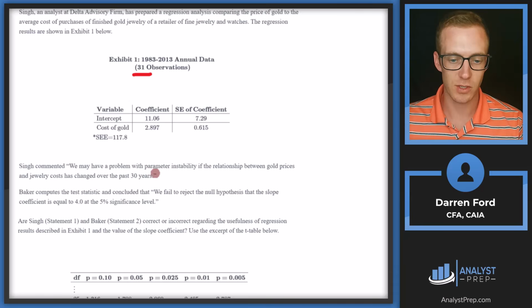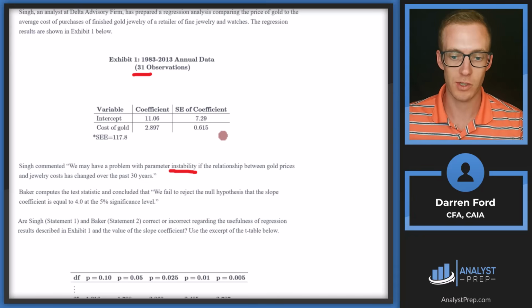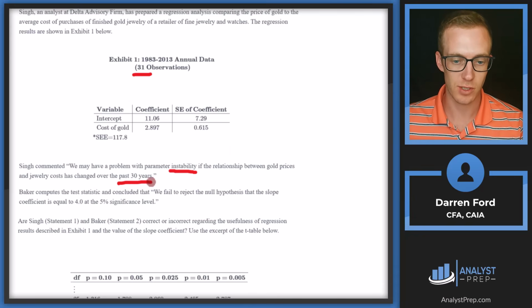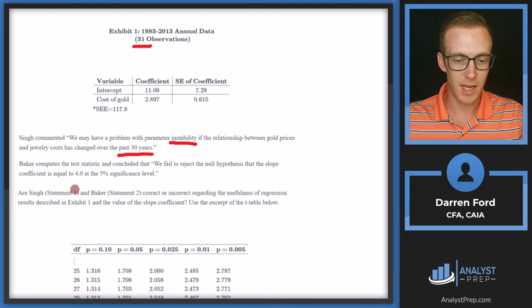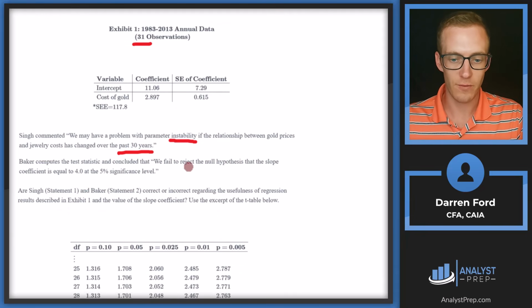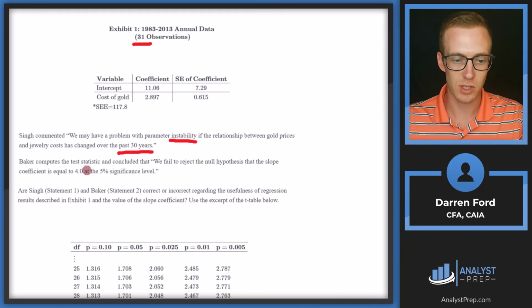So what this is essentially saying is parameter instability, meaning if this relationship has changed over the past 30 years, looking back at the history of that relationship may not be helpful for understanding that relationship going forward. Which could certainly be true if that relationship has changed." And then Baker computes the test statistic and concluded that we failed to reject the null hypothesis that the slope coefficient is equal to 4.0 at the 5% significance level.